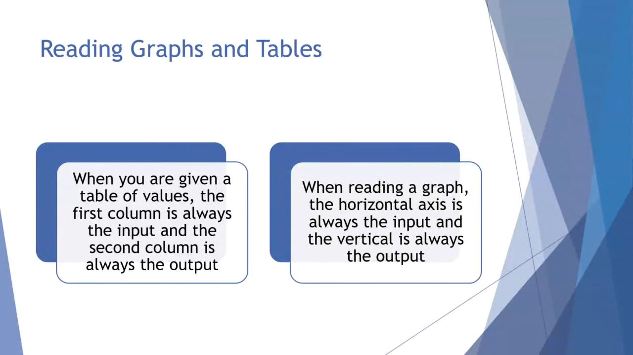Now, when you read a graph, you have a vertical and a horizontal component. And for a graph, the horizontal part is always going to be your input, and then the vertical part is always going to be your output. So those are the keys to how you read graphs and tables so that you know which part is the input, which part is the output.